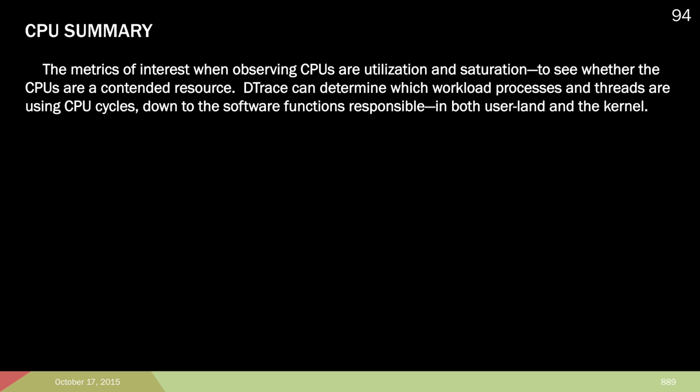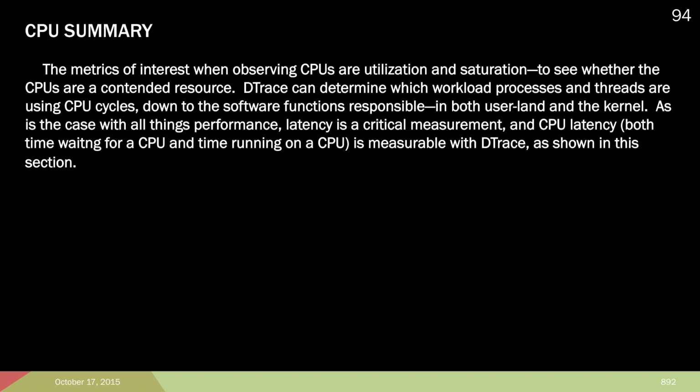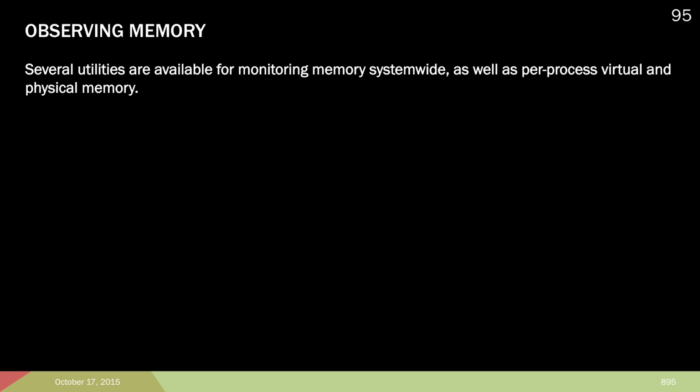The metrics of interest when observing CPUs are utilization and saturation to see whether CPUs are a contended resource. DTrace can determine which workload processes or threads are using CPUs, down to the software functions responsible in both user land and in the kernel. As in the case with all things performance, latency is a critical measurement, and CPU latency, both time waiting for a CPU and time running on a CPU, is measurable with DTrace, as shown in this section. Several utilities are available for monitoring memory system-wide, as well as per-process virtual and physical memory.